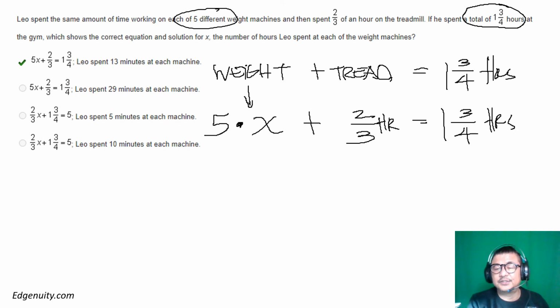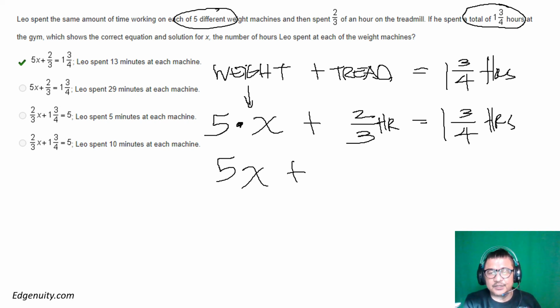Guess what? The lesson is about minutes. So let's change everything to minutes. 5x plus what is 2/3 of 1 hour? Let's change this to minutes. 2/3 is 20, 20, 20 to make 60 minutes, right? So get two 20s, so 40 what? 40 minutes. Because at the end, you want to know the minutes.